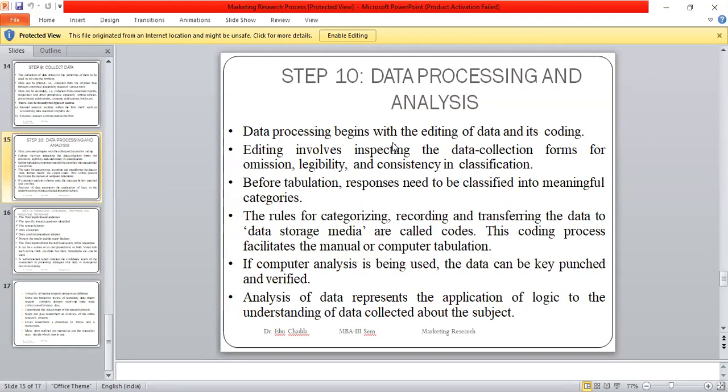Editing involves inspecting the data collection forms for omission, legibility and consistency in classification. Before tabulation, respondents need to be classified into meaningful categories. The rules for categorizing, recording and transferring the data to data storage mediums are called codes. The coding process facilitates manual or computer tabulation. If a computer analysis is being used, the data can be key punched and verified.